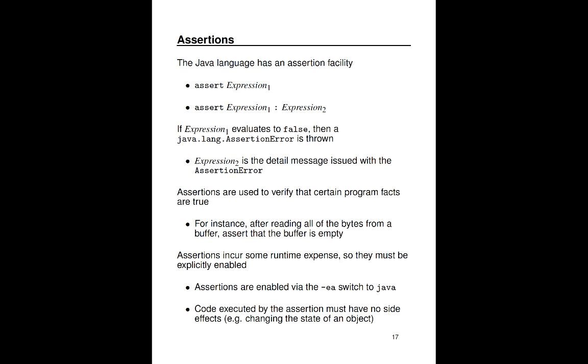Now, because these assertions do incur some expense at runtime, they are off by default. So you can have this in your code, but unless you explicitly enable assertions via the -ea for enable assertions switch to the Java virtual machine, the assertions won't be evaluated at runtime. And because of that, you want to make sure that any code that is evaluated as part of the assertion, anything inside that expression, has no side effects. Because unless the end user runs with -ea, that code will just not be invoked, which might not be what you expect.